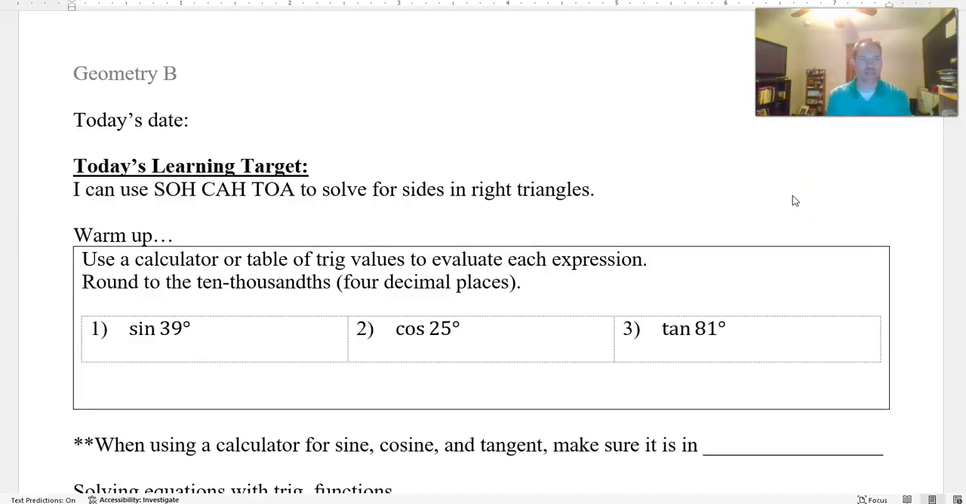We're going to be looking at a lesson today. I'm not going to fill in the dates, but the learning target says I can use SOH CAH TOA to solve for sides in right triangles. So we have a warm-up here.